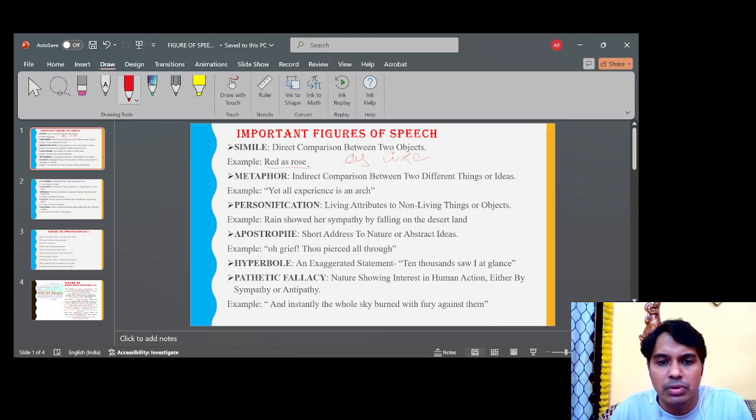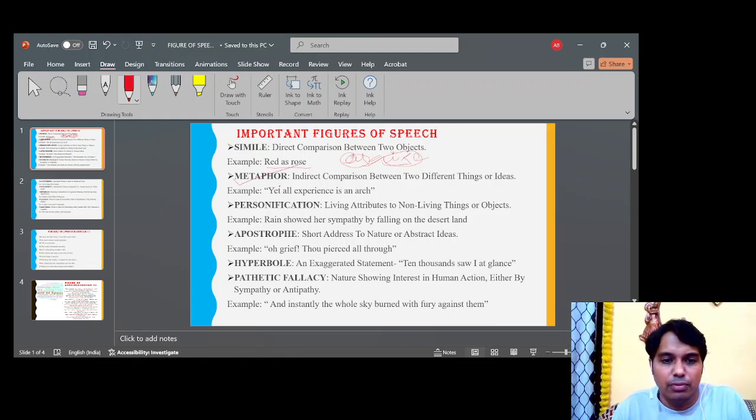Red as rose, or any example you may take, like she is as beautiful as rose. So here also as is used. Now how to detect it: you have to be very cautious while you are reading the sentence, whether as and like is used or not. Now if you find as and like there, then without wasting any time you can be confirmed that it is simile.